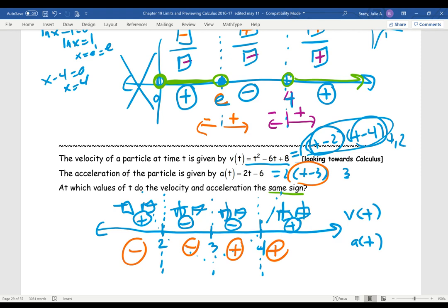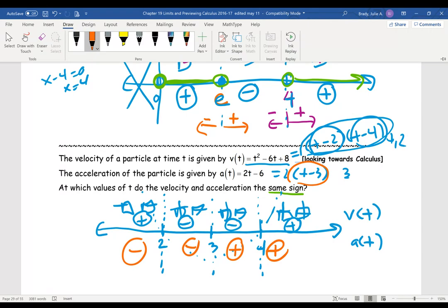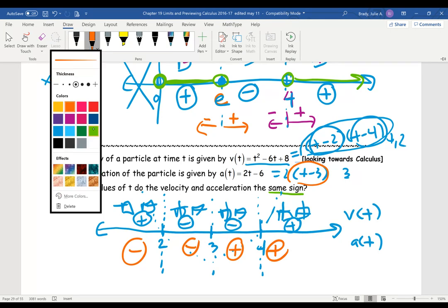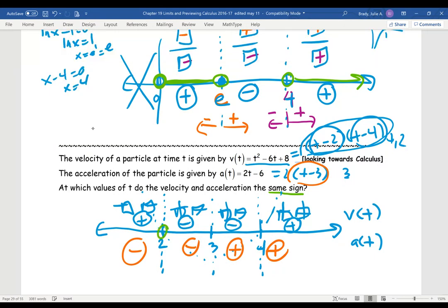Okay, and this time, what was our task? We want velocity and acceleration to have the same sign. So we're going to compare both those numbers. And let me highlight in green again. Okay, so in this slice, one's plus, one's minus, so we don't want that. In this slice, both functions have negative outputs. And in this slice, both functions have positive outputs. So we're looking at when t is between 2 and 3, and when t is bigger than 4. Yay!